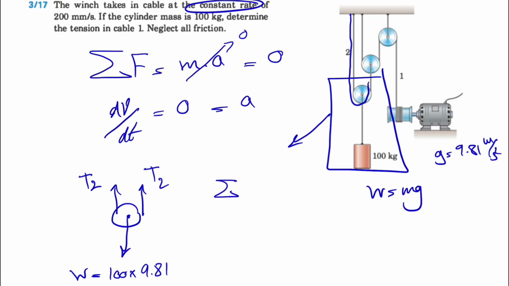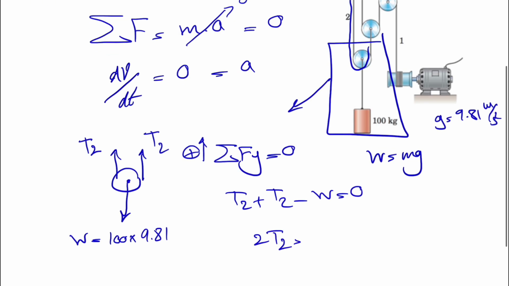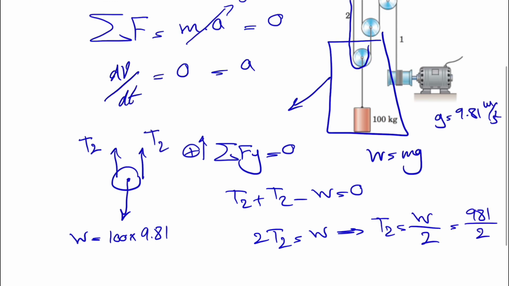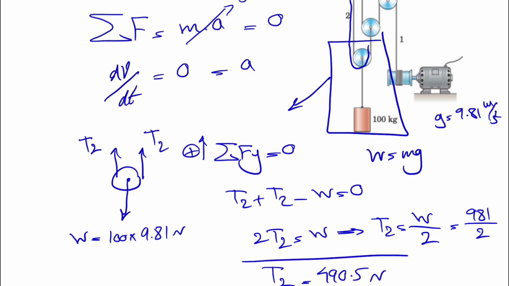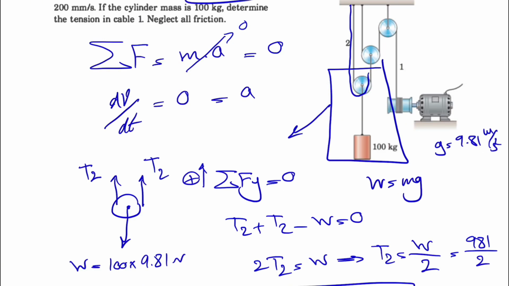If we do the sum of all forces in the y direction, with this as our positive side for y, we basically have T2 plus T2 minus W equal to 0. So 2T2 is W, meaning T2 is W over 2, or 981 divided by 2. T2 will be 490.5 Newtons. That's the tension in cable 2, but we are interested in the tension in cable 1.